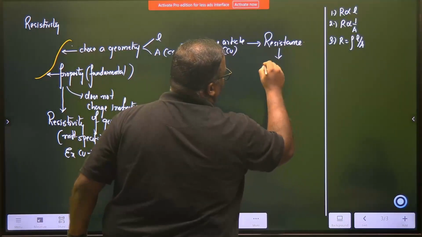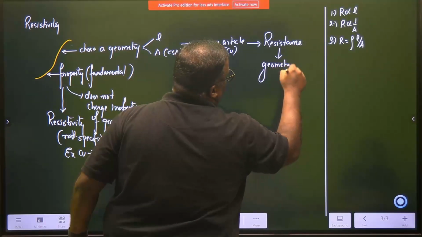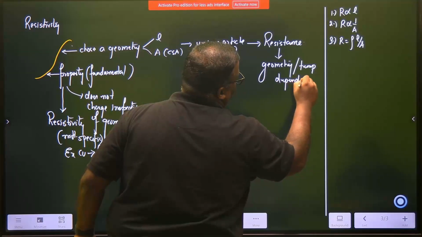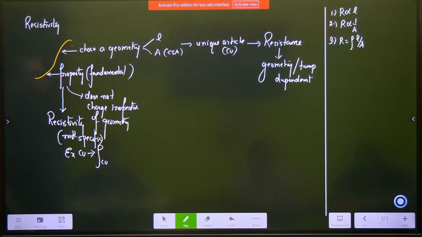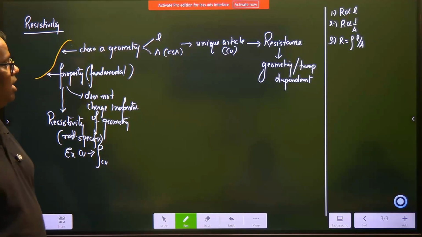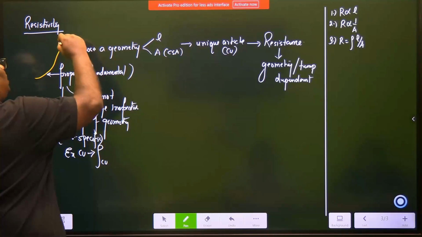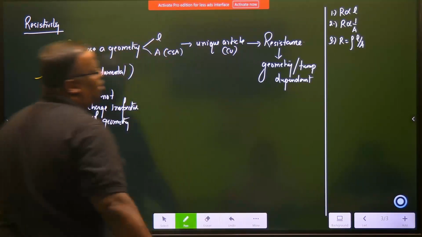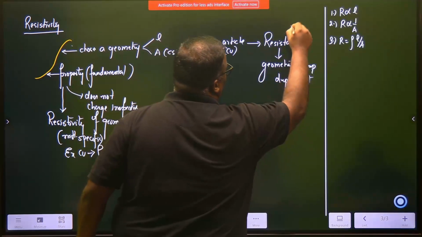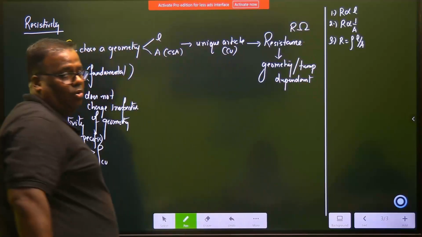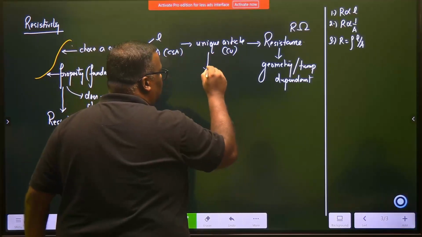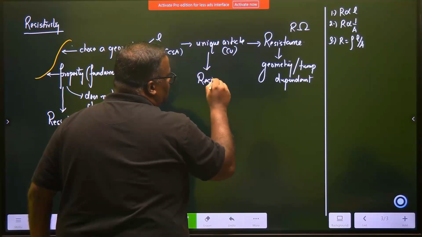Now this is geometry and temperature dependent. Is this understood? This is geometry and temperature dependent. Is this clear so far? And now that you have created your unit article, which demonstrates a particular resistance, let's say it demonstrates a resistance of R ohms. The unit of resistance is ohms, okay? Then this particular article I will call a resistor.